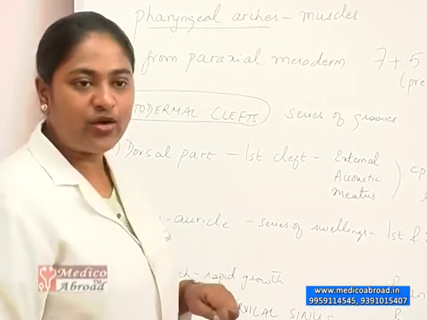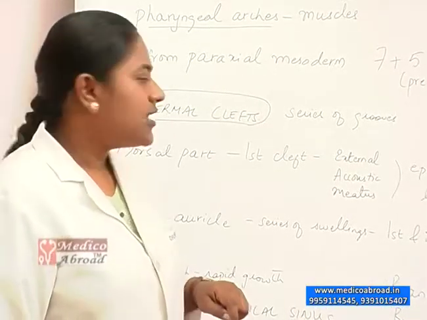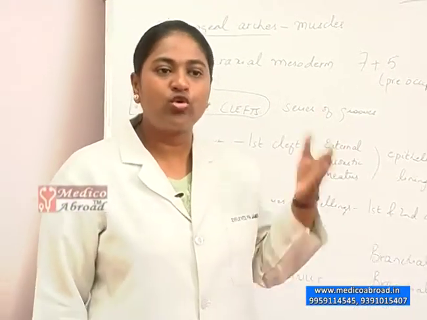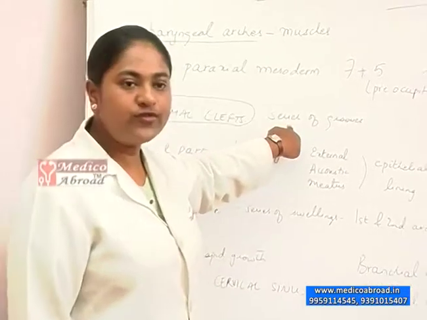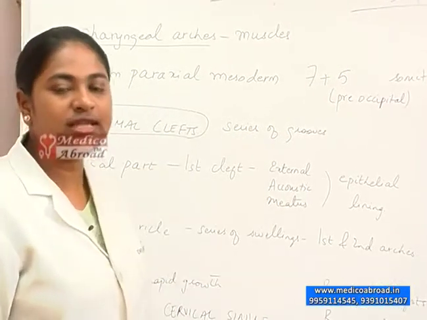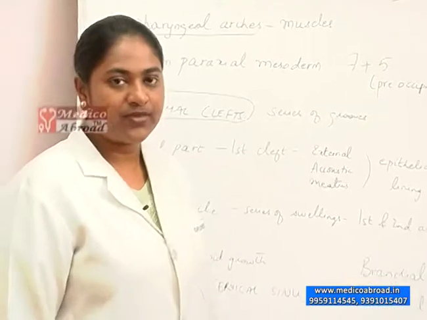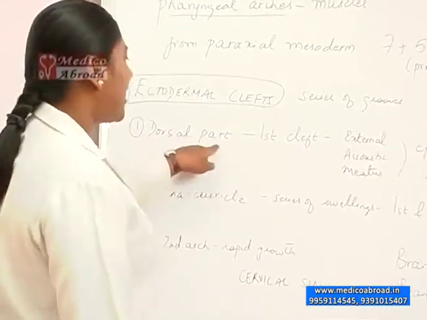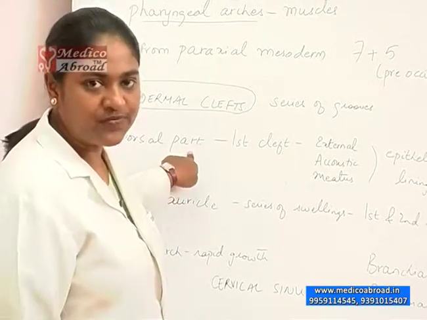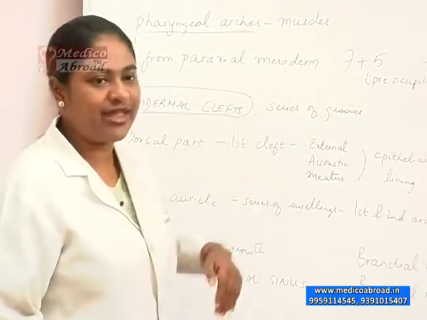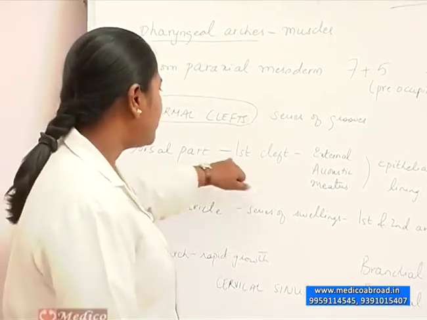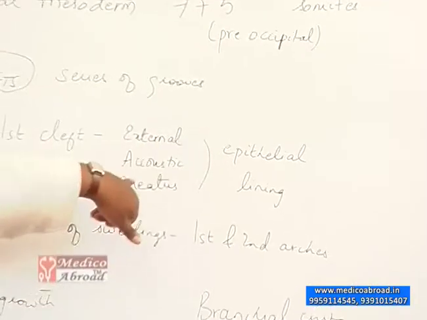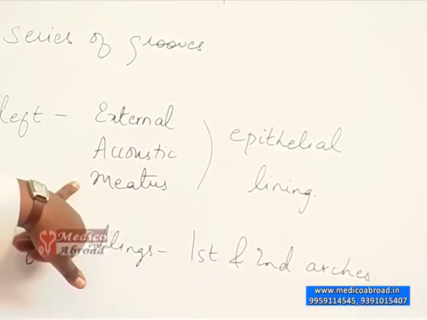Now let's look at the fate of the ectodermal clefts. After this, the neck is formed. On the outside you will see a series of grooves on the neck, and these are called the ectodermal clefts. They are lined by ectoderm. Between the first arch and the second arch you have a cleft. In that cleft the dorsal part forms the epithelial lining of the external acoustic meatus.